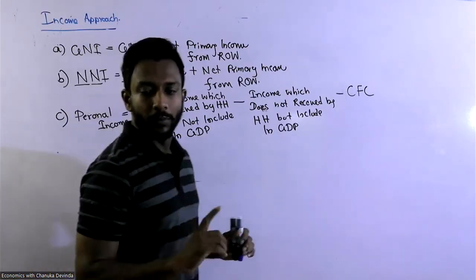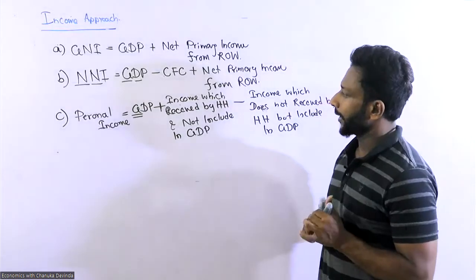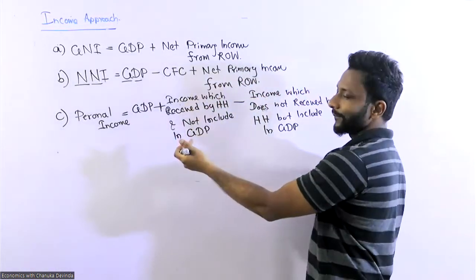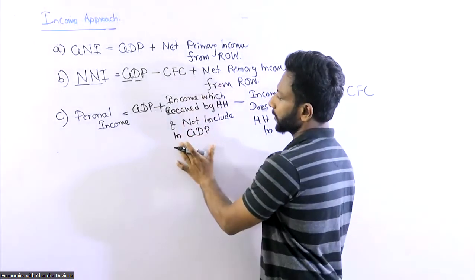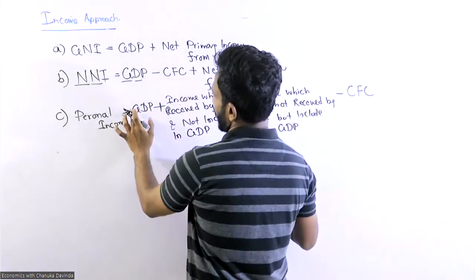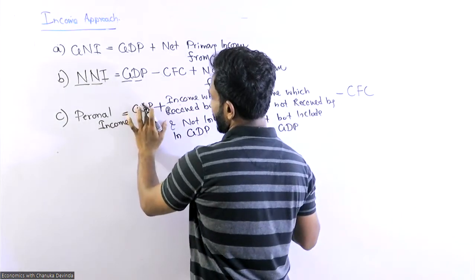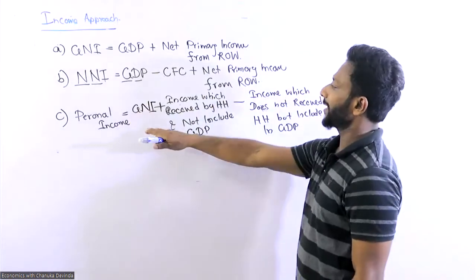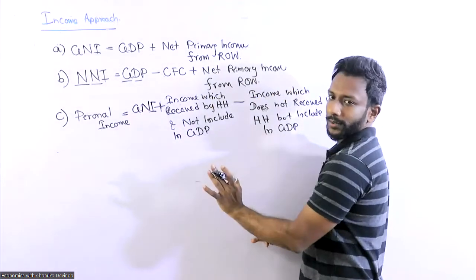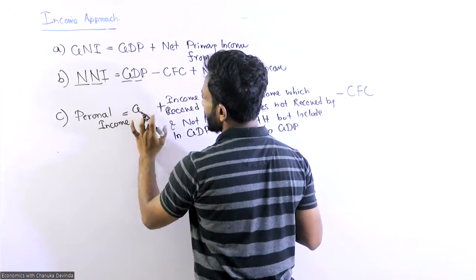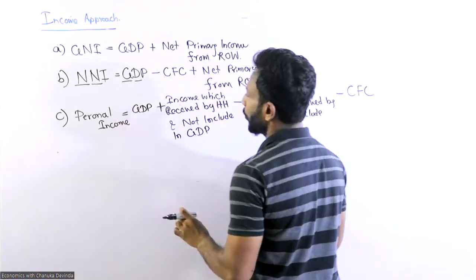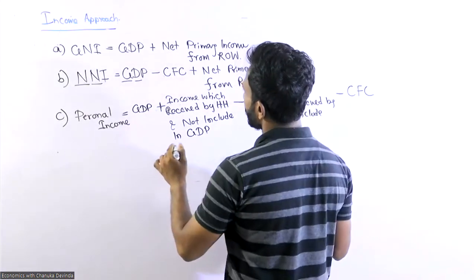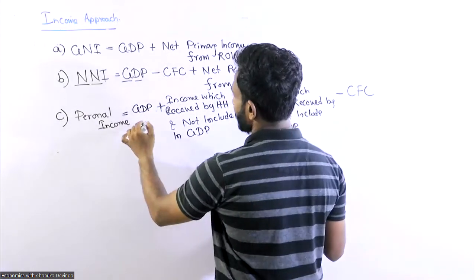Wait, before that, one more adjustment needs to be done, right? Here, initially, GDP needs to be transferred to GNI for this adjustment. Because this is right, if this was GNI. If this was GNI, this is it. But this is not GNI, this is GDP. So we need to add one more thing. That means primary income received from rest of world, net primary income.